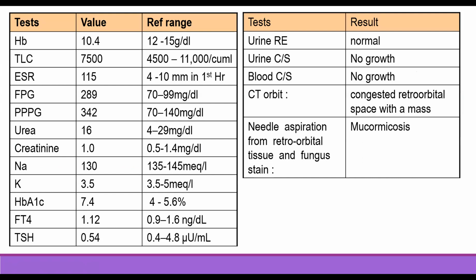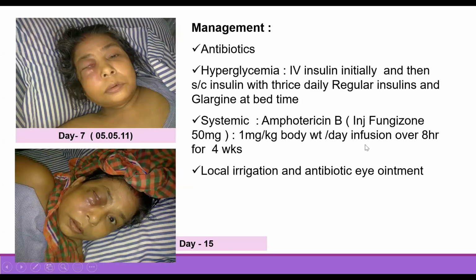So let us have a look into the lab parameters. You can see that the blood count was not very high, blood sugar was very high, creatinine is normal, HbA1c is 7.4. It indicates that very recently the blood sugar level has gone up. In CT orbit, congested retroorbital space with mass, and needle aspiration of the retroorbital tissue found mucormycosis. So this patient has got a mucormycosis.